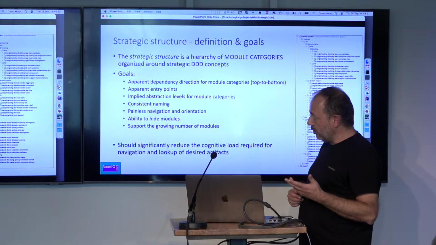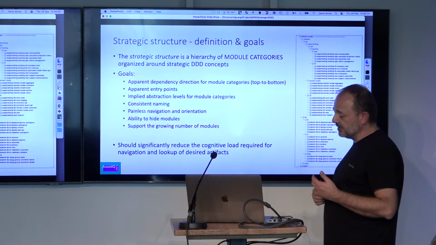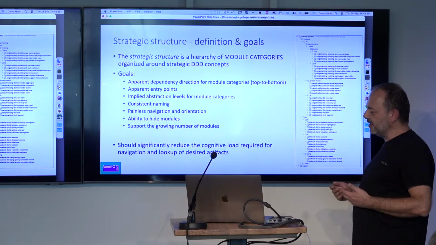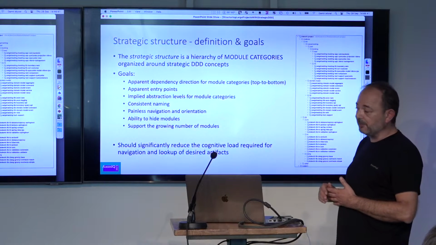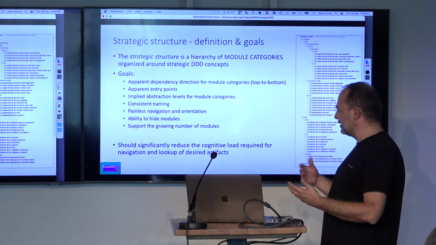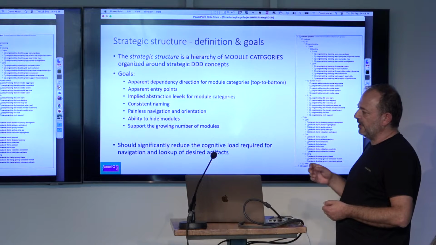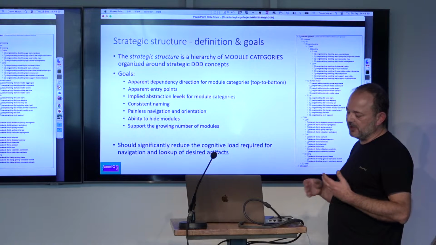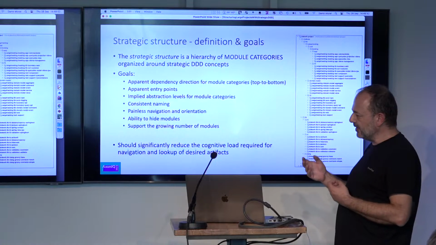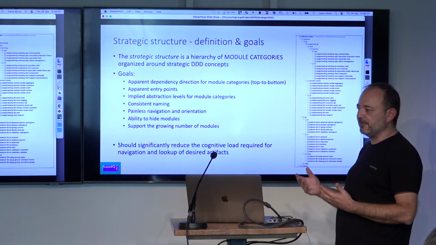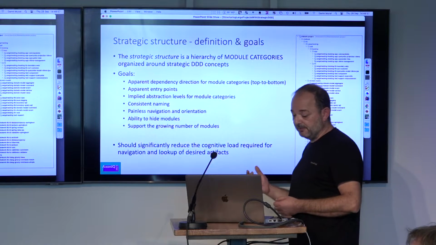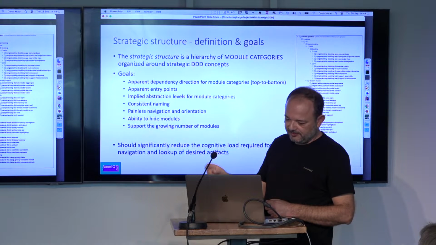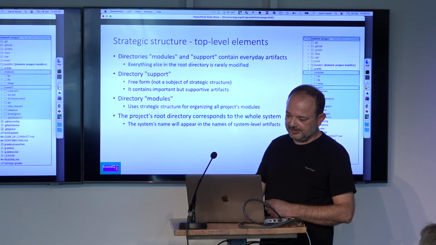The general goal of that structure is that it should significantly reduce the cognitive load that is required for navigation and lookup of your artifacts like classes, resources, and other stuff. But if you think for a moment how frequent that operation is, you may realize that even small improvements in those areas may actually bring big benefits. If you are trying to look at the picture, don't, because we will go through the details.